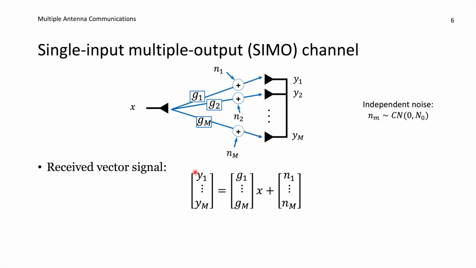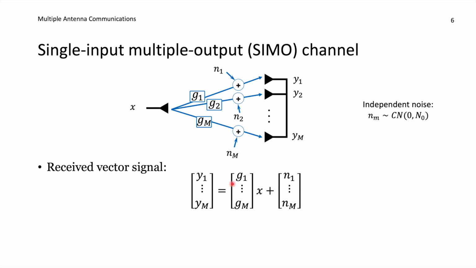And we can also put them in a vector form like this. So we take the M received signals in one vector. For each one of them, we take the transmitted signal, which is the same one, but we multiply it with different channel responses. So we put them in this vector here. And then we add a vector with the noise here, N1, N2, down to Nm. So this is our received signal vector.